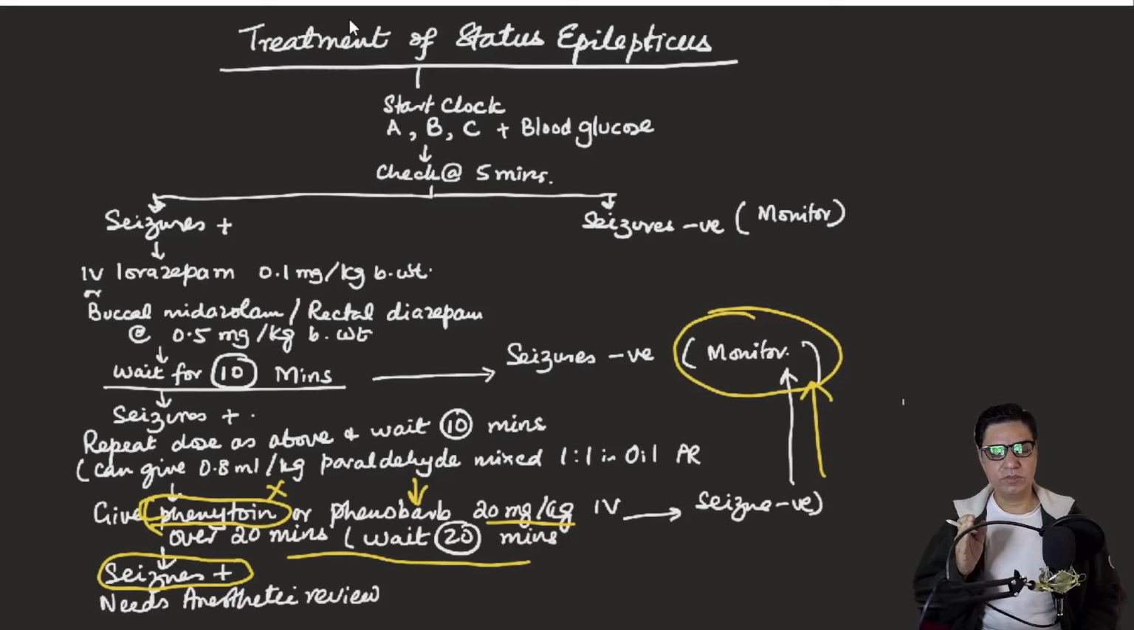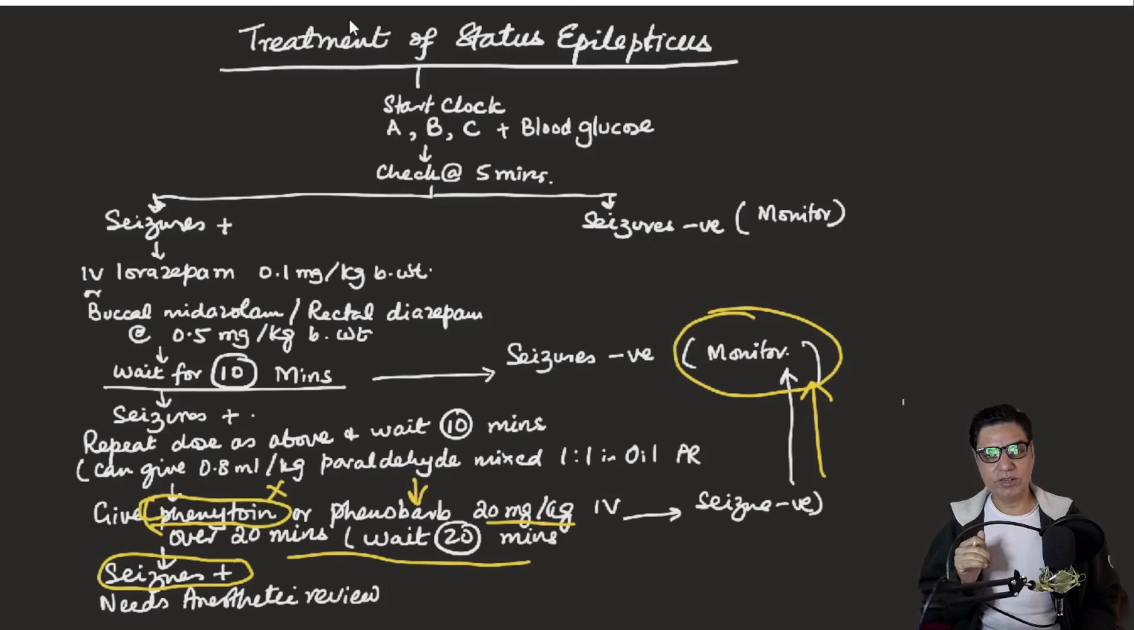Most of the time it would be terminated at step 1 or step 2 or maximum at step 3 when you start them on phenytoin. But obviously if somebody goes to step 4, then they have to be intubated. You might have to do a CT scan, you might have to do a lumbar puncture, you might have to think about cerebral edema and so many other things to see what's going on, and then you have to manage accordingly. So this was the management of status epilepticus or a seizing child according to UK research guidelines.